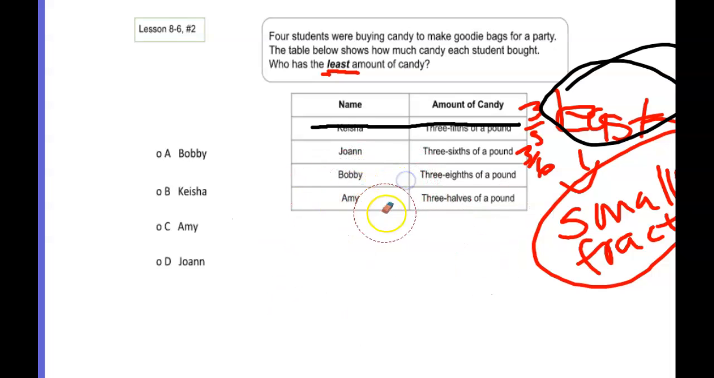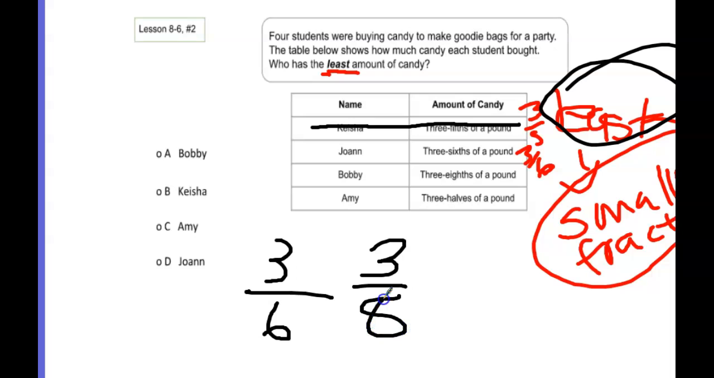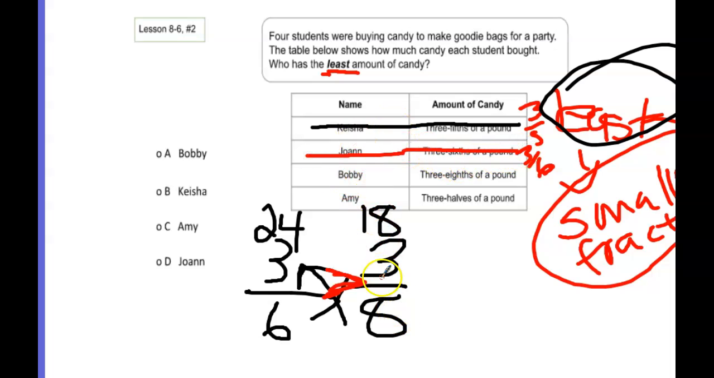Let me see if Joanne is smaller than Bobby now. So I'm going to do 3/6 against 3/8. Let's cross multiply. 8 times 3 is what? Good, 24. 6 times 3 is 18. Which one is smaller, 24 or 18? Great, 18 is smaller. So I'm putting my arrow like this. My mouth opens up to the bigger number. So 3/8 is smaller than 3/6. So I have to cross out 3/6. Ooh, Bobby is smaller than Joanne.